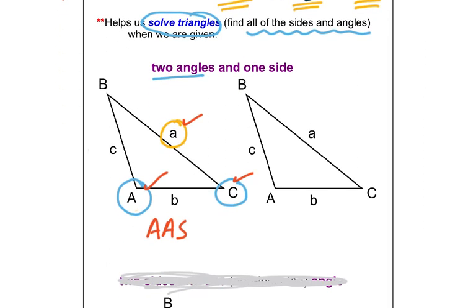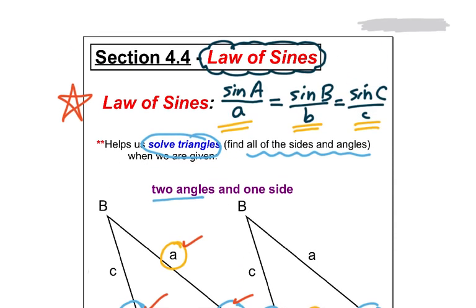Okay, how about over here on the right side? What if I give you angle, angle, and I give you this side? Do you see how that side is actually in between the two angles? We call that angle, side, angle from geometry. If you have a triangle that is given angle, side, angle, you will use the law of sines.